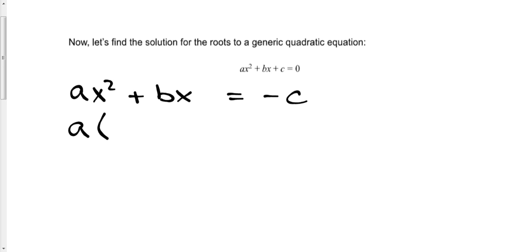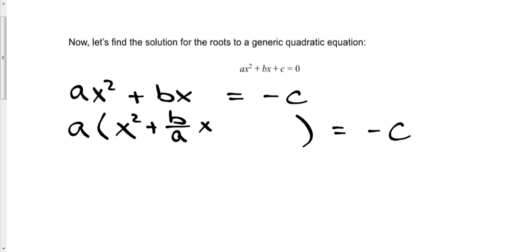If I factor out an a, what am I left with inside my parentheses? x squared, and then a times what gets me bx? bx over a. Except I'm going to leave my coefficient separate from my x variable, so it's b over a times x. It looks a little different, right? And then I'm going to leave a gap, equals negative c.